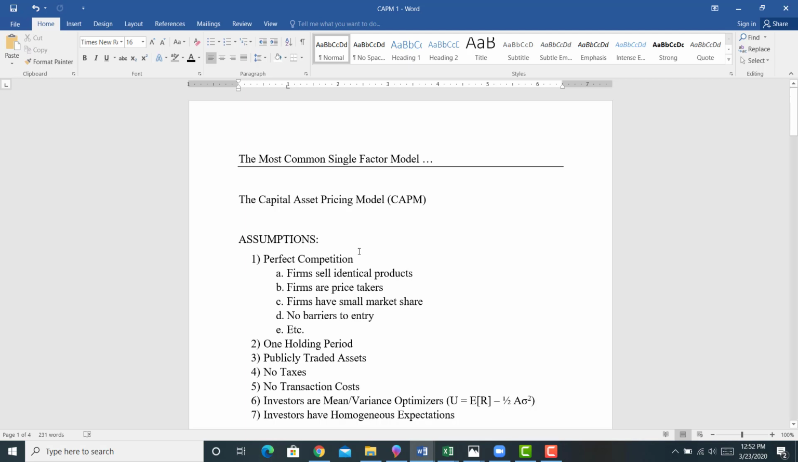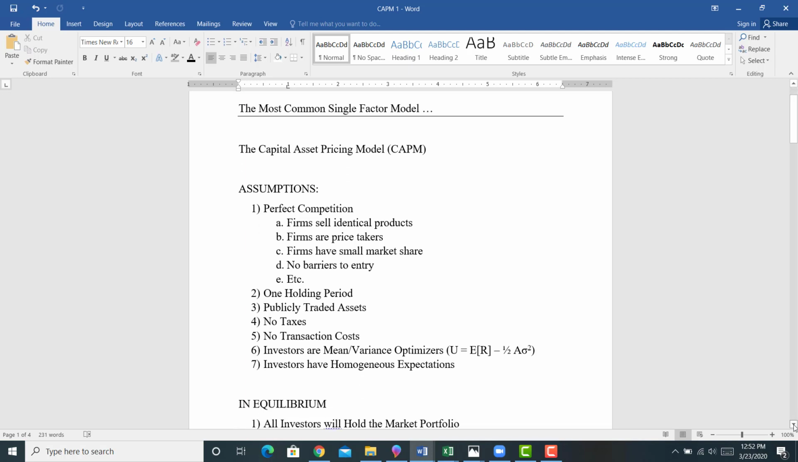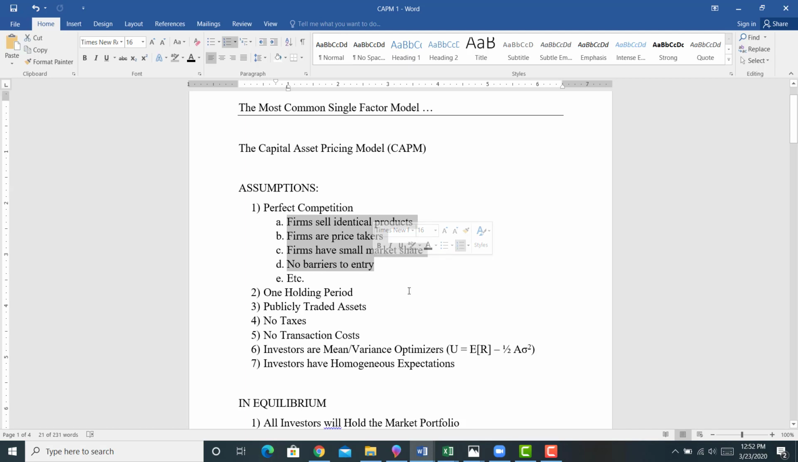Like all other models, the CAPM relies heavily upon some assumptions. Let's talk about these. The first assumption is that there are perfectly competitive markets. Here is a list of what that means. Under the assumption of perfect competition, firms sell identical products. That's not true in real life. Firms are price takers. That's sometimes true. Firms have small market value. That's sometimes true too, but there are other industries where oligopolies control most of the market share. And there are no barriers to entry, which is also not true.